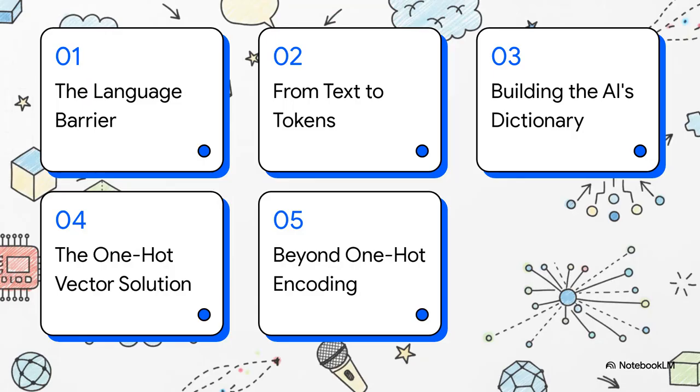All right, here's our game plan. We're going to tackle this in 5 key steps. First, we'll look at the fundamental language barrier between us and computers. Then, we'll see how we clean up our language to make it machine-friendly. After that, we'll build a custom dictionary for our AI, introduce a really clever trick called One-Hot Encoding, and finally, we'll talk about where this trick shines and where it falls a little flat.